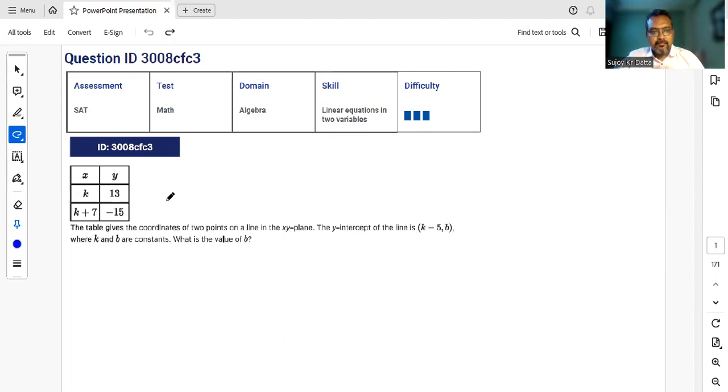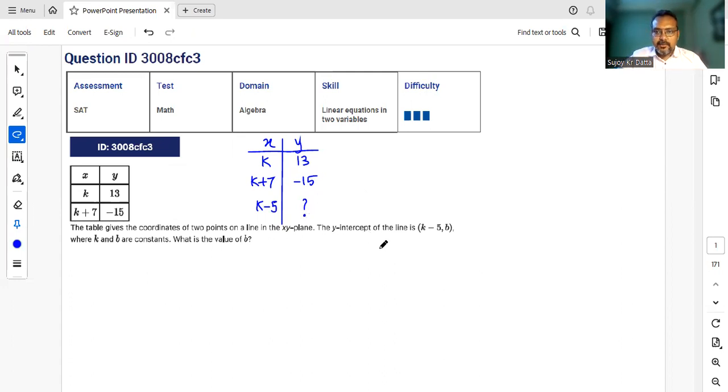So this one gives you a table x by y and some values are given: k, 13; k plus 7, negative 15. The two coordinates basically. Now they're saying that the y-intercept of the line is k minus 5, b. So that means they have given you 3 points. One point is (k, 13), one is (k plus 7, minus 15), and the other one is (k minus 5, b). They're asking the value of b.